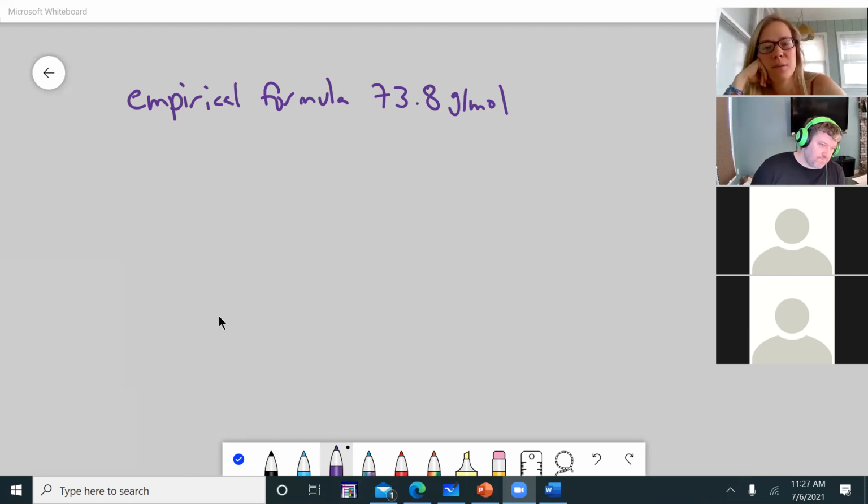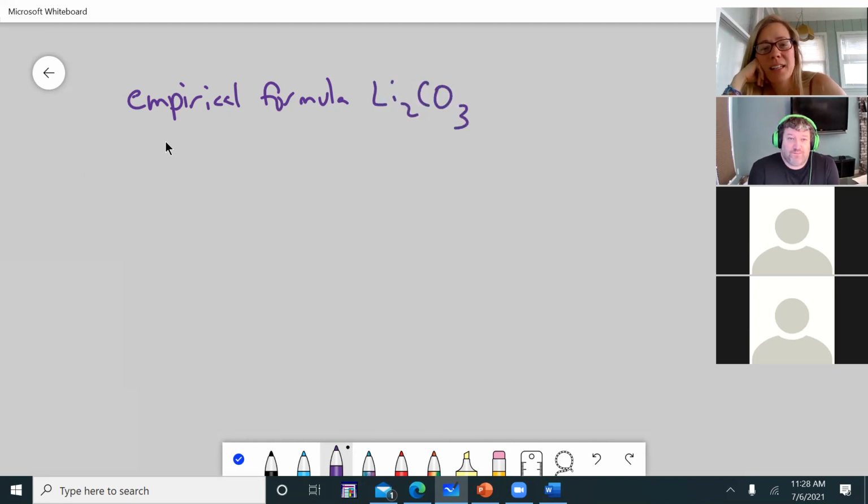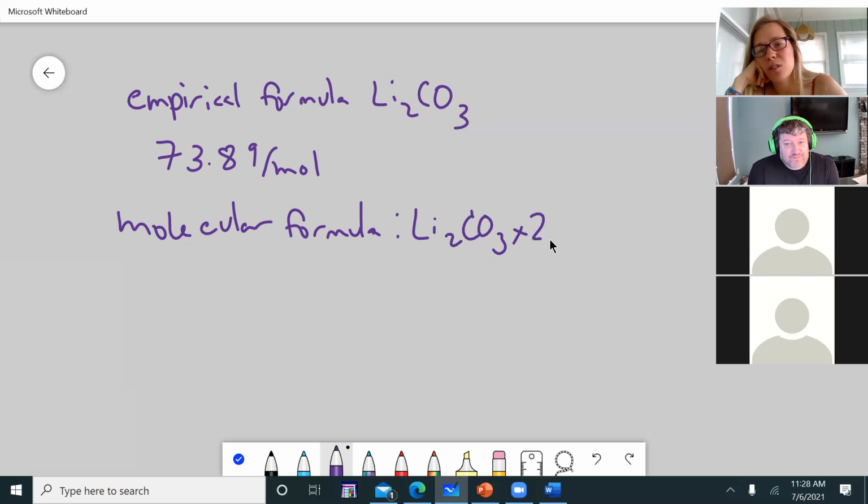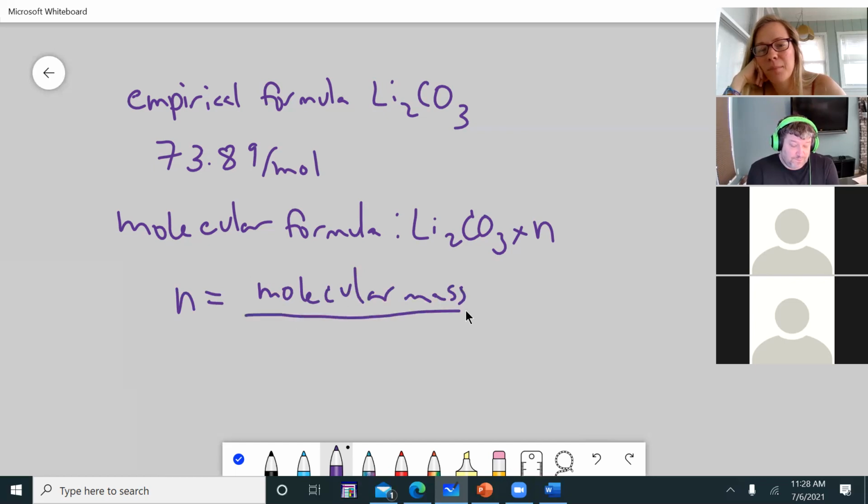All right, so I don't know why I wrote that there. So our empirical formula for this one is Li2CO3. We had that the molecular formula's mass is 73.8 grams per mole, right? So if we want to find the molecular formula, that is going to equal the empirical formula, Li2CO3, times N. So what is N? N is going to equal molecular mass over the empirical mass.